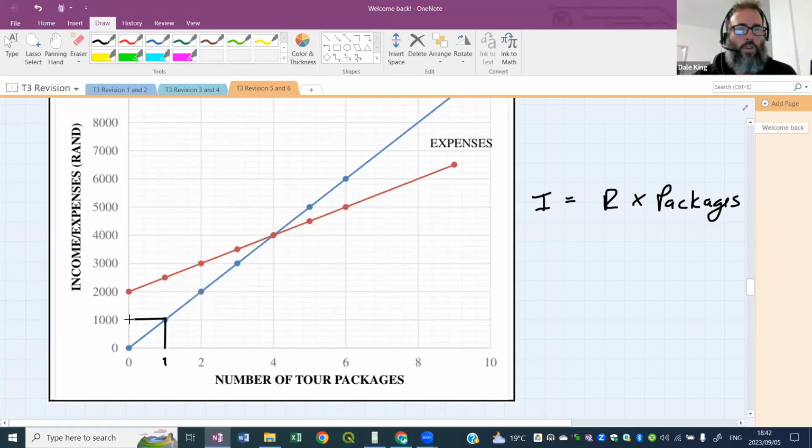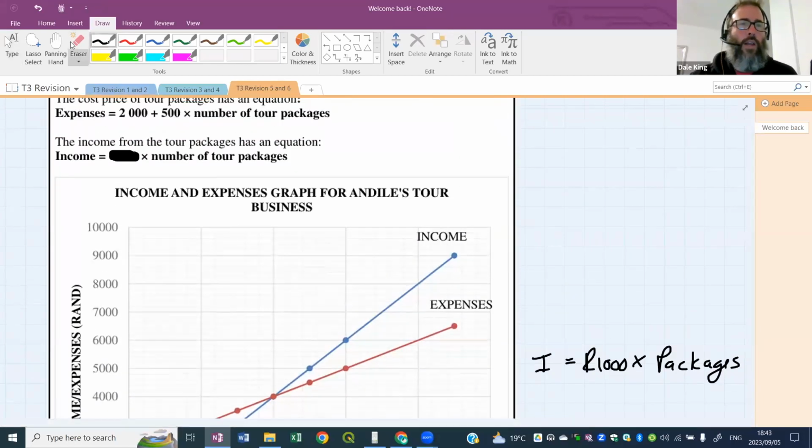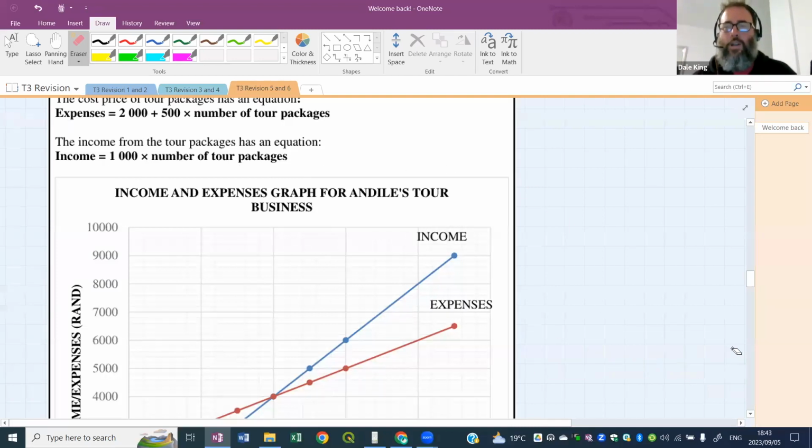All right. So you use one package as an example. You find one package, go up to the income line and across to find out what its value is. All right. So one package will bring an income of 1,000 rand. So that is the income equation for this business. So if I go up here and I raise that black spot, there we go. 1,000 rand times number of tour packages. Okay, good job. Excellent. So now we know how to use the graph to build the equations.